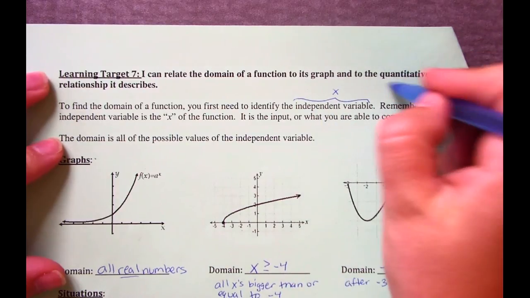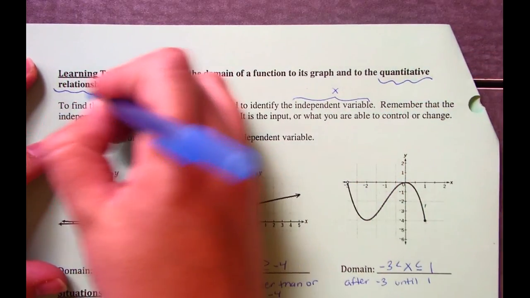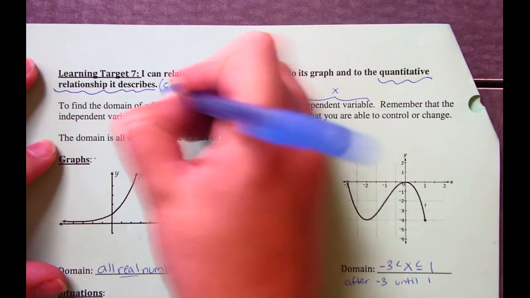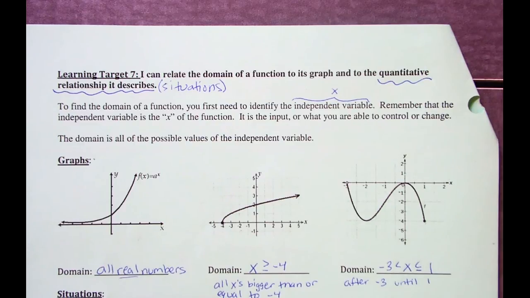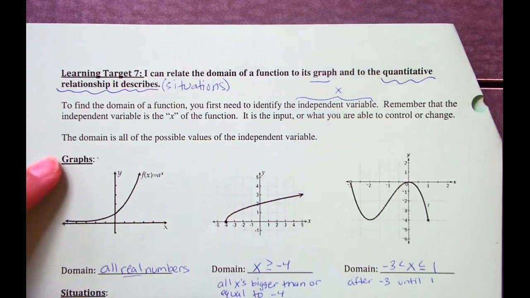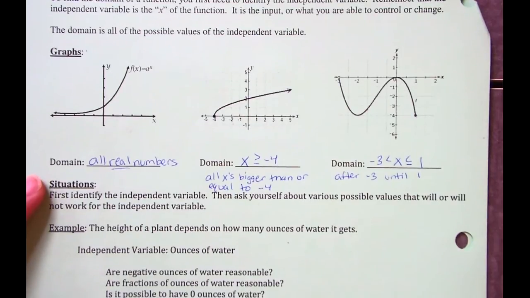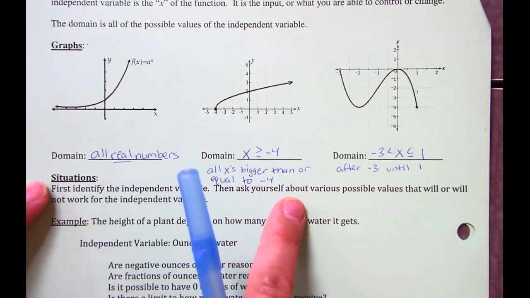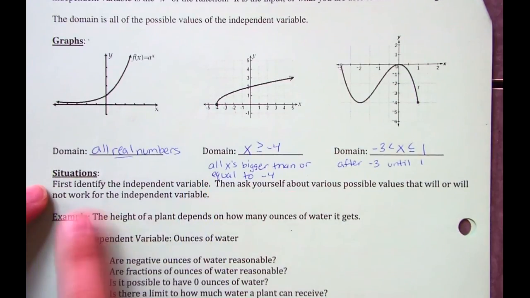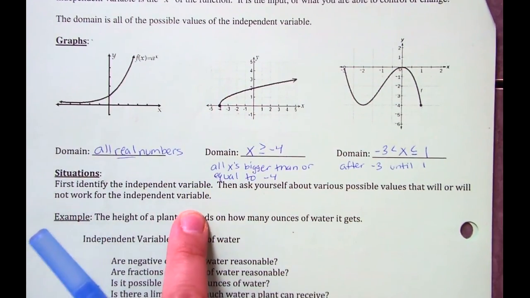So that's graphs, but we're also talking about the quantitative relationship it describes, and that means situations. That's fancy words for situations. We talked about the graph part, that's here. Now we're going to talk about the situations, because a lot of times graphs really just represent situations. If you're looking at a situation, the first thing you're going to do is identify the independent variable. Then you're going to ask yourself about various possible values that will or will not work or make sense for the independent variable.